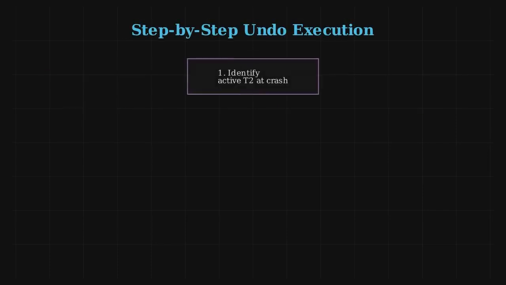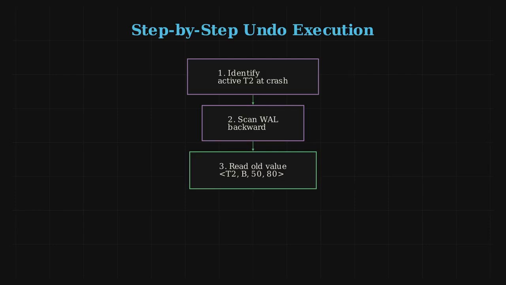During undo, the system scans backward from the end of the log. For active transaction T2, we restore data item B to its old value of 50, effectively rolling back the change.